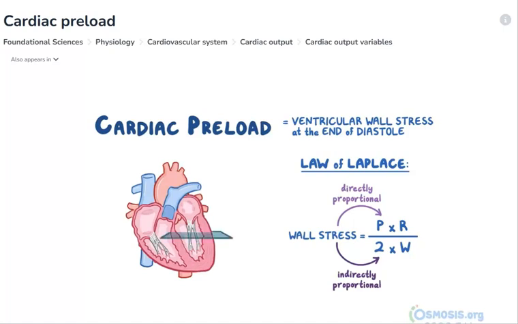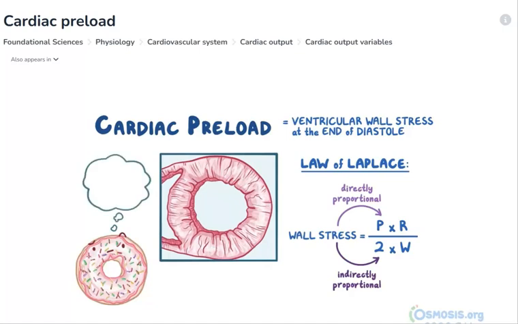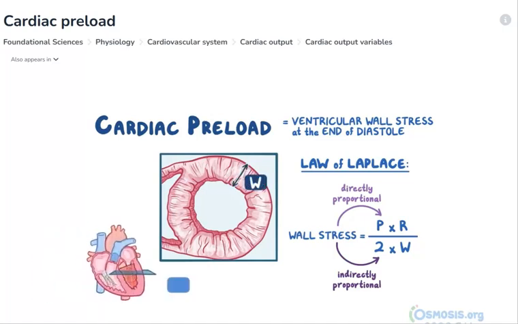To visualize this, let's look at a cross-section of the left ventricle, which looks a bit like a donut, with little dough. A diet donut, if you will. Now the little dough circle represents the wall of the left ventricle, and its thickness is the ventricular wall thickness, or W. Pressure, or P, on the other hand, is determined by the volume of blood inside the ventricle at the end of diastole.